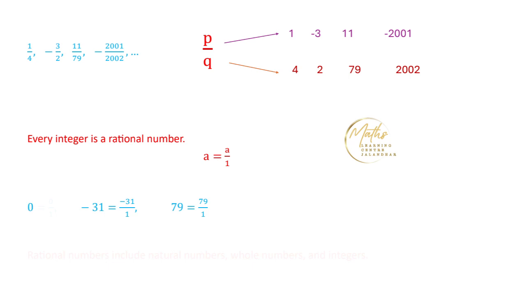Suppose I am talking about the integer 0. We can write 0 in the form 0 by 1. Again, the numerator can be 0. We are saying that this numerator P can be 0, but the denominator can never be 0. So this number 0, which is an integer, is also a rational number. In general, every integer is a rational number. Now we can conclude from this that all rational numbers include natural numbers, whole numbers and integers.